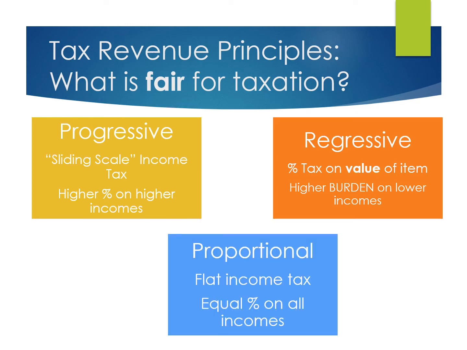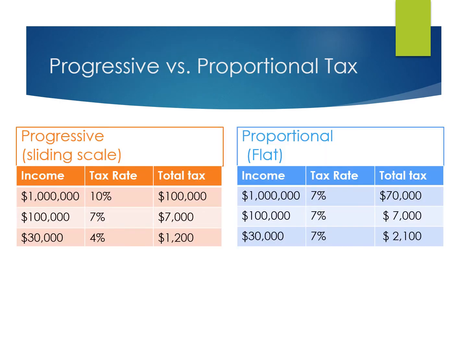Finally, there's what's called a proportional or flat tax. This is a tax that charges an equal percent on all incomes, regardless of how high or low they are. Some people say that's the most fair way to do it. So let's look at some examples that will help you understand the consequences of these, and then we can talk more about those, and you can make up your own mind.